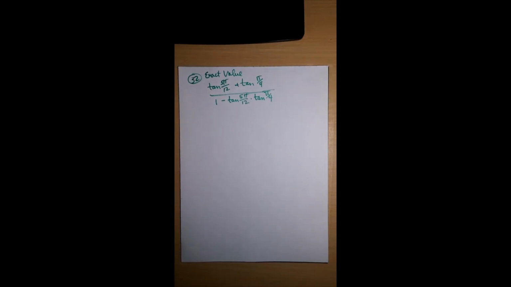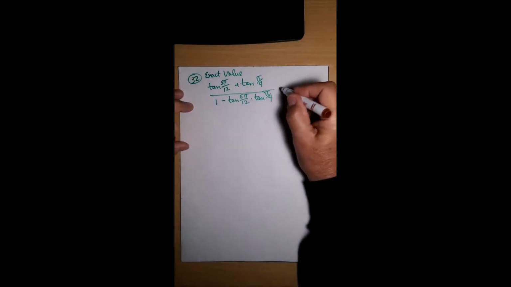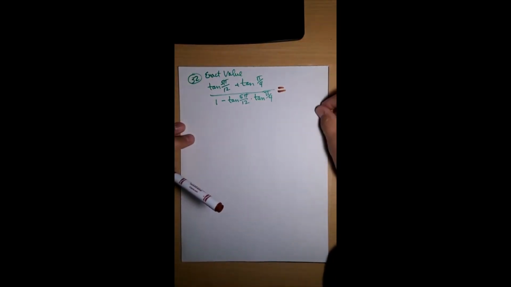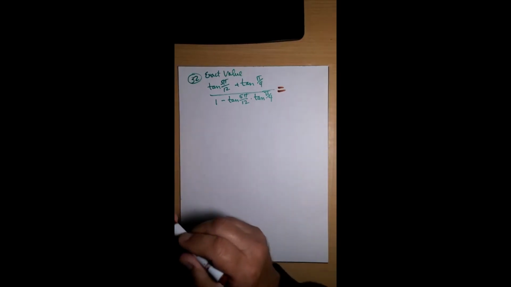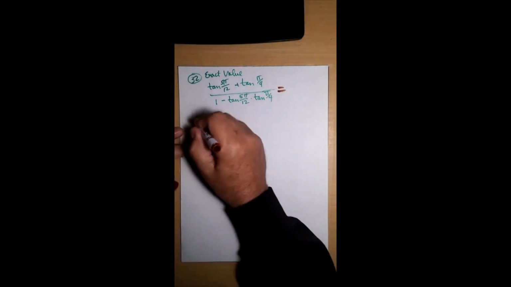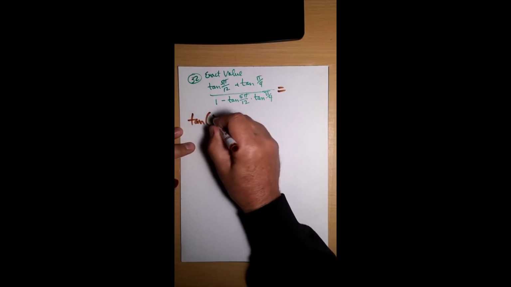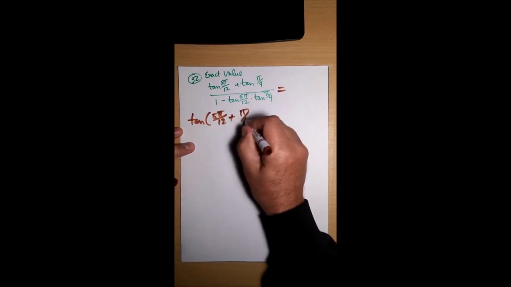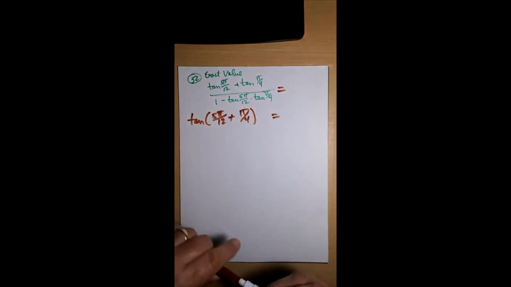Trigonometry. Problem 32 is an example, section 5.4, page 226. We're supposed to find the exact value of this expression. Well, first of all, we have to recognize this is a tangent sum identity. So this is the tangent of 5 pi over 12 plus pi over 4. If you recognize that, the rest of this isn't so bad.